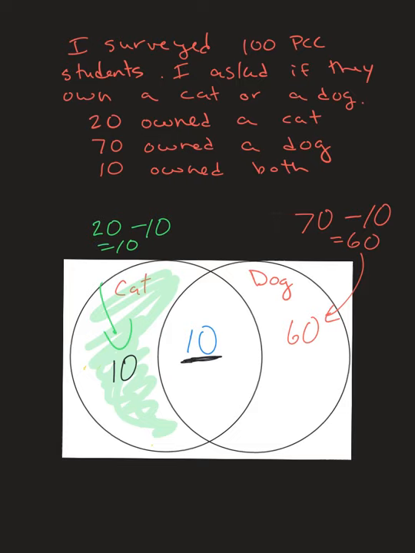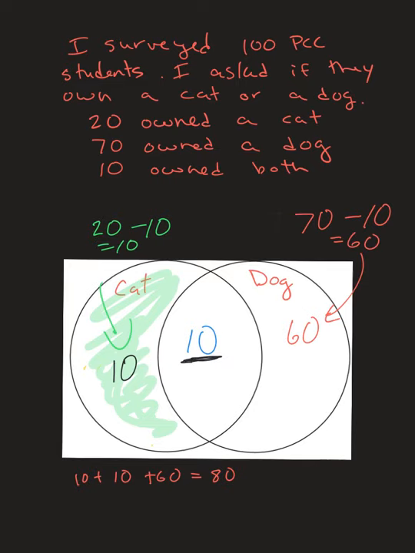Okay. Now, how many does that add up to? 10 plus 10 plus 60. Right, that's only 80. But remember, I said I surveyed 100 students, and there's only 80 represented there. So why is there only 80? Well, think about, does everybody own a dog or a cat or a pet? Like, does everyone have animals?